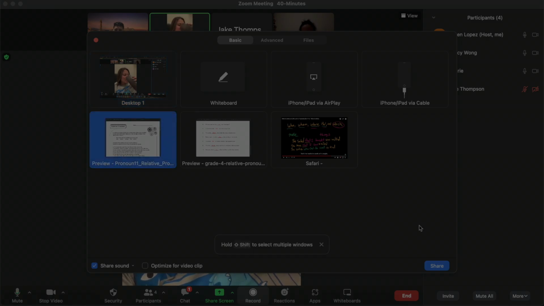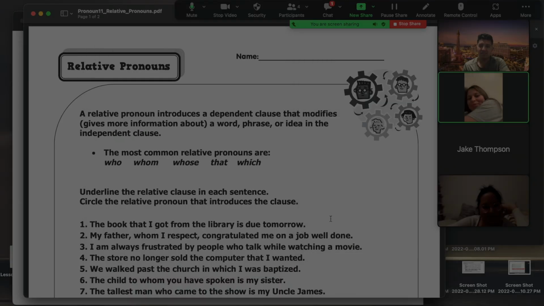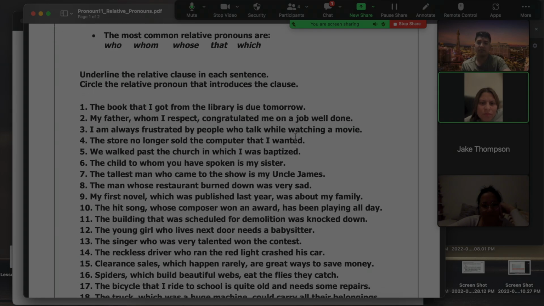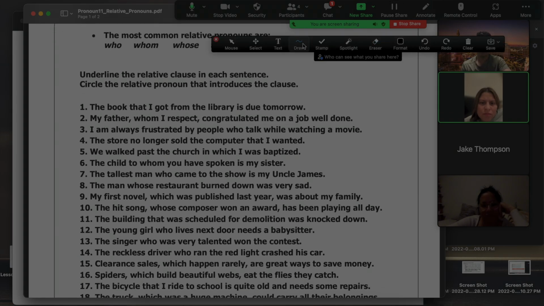Okay, let's do our last activity, shall we? So, a relative pronoun introduces a dependent clause that modifies a word, phrase, or idea in an independent clause. So, in this case, we're going to be looking at who, whom, whose, that, and which. We're going to be underlining that word that you guys see in here, or the specific relative pronoun. How does that sound? We'll go with Nancy. Nancy, you'll do 1 through 3.